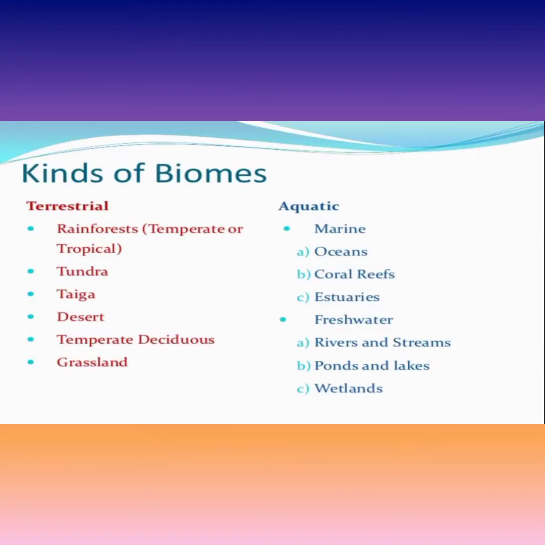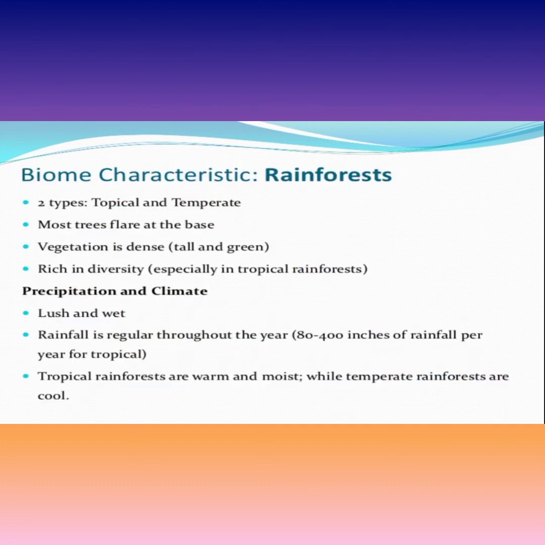Kinds of biomes: terrestrial and aquatic. Terrestrial: rainforest, tundra, taiga, desert, temperate deciduous, and grassland. In terrestrial biomes, terrestrial organisms, plants as well as animals, are generally found. In aquatic biomes, there are marine, fresh, and estuarine conditions where aquatic animals and plants will be found. That means ocean, coral reefs, estuaries, freshwater, rivers, streams, ponds, lakes, and wetlands.